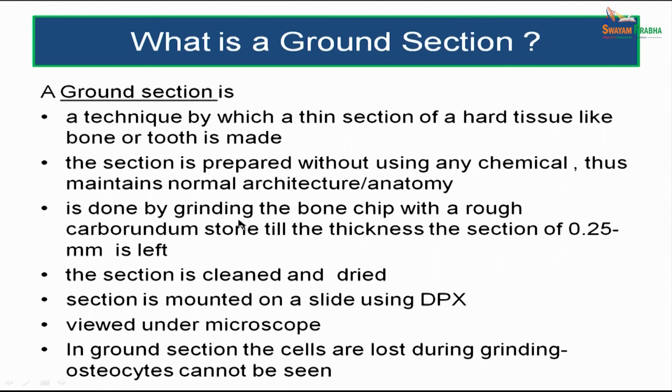It is done by grinding the small bone chip with a rough carborundum stone until the thickness of the section is only 0.25 millimeters. Then the section is cleaned, dried, mounted on a slide using DPX medium, and then we can view it under a microscope. To remember is that in the ground section, the cells are lost during grinding. That means, we cannot see the osteocytes, but we can see the lacunae and the canaliculi.